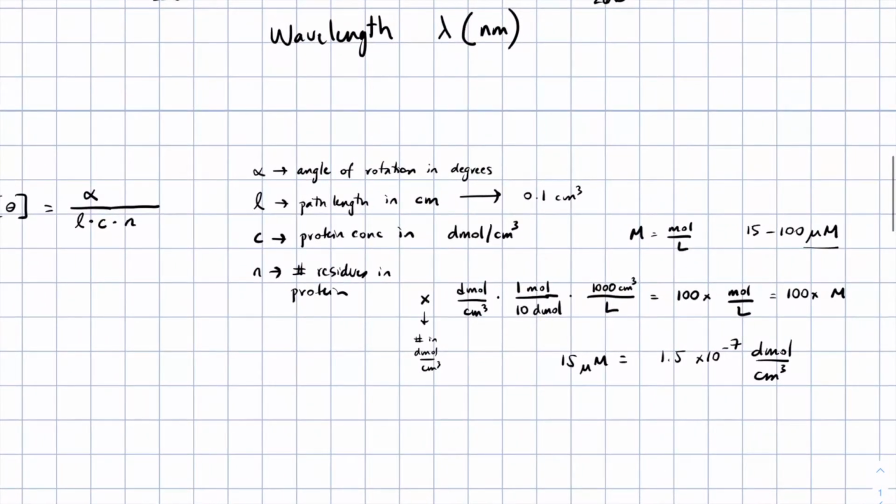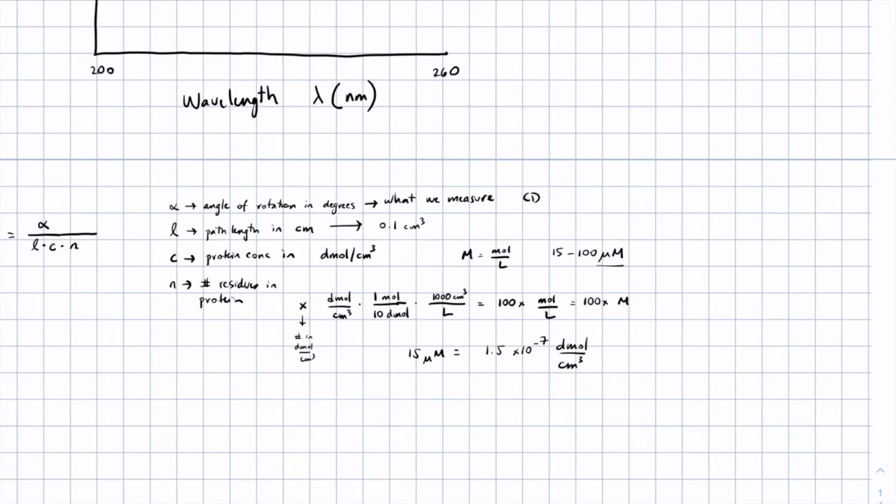Now the angle, so those are things that we know. The thing that we measure here is the angle of rotation alpha. And our CD instrument gives this to us in millidegrees. And of course, there are 1,000 millidegrees in 1 degree. So to convert a number x in millidegrees into a number in degrees, we would need to divide the millidegrees by 1,000.